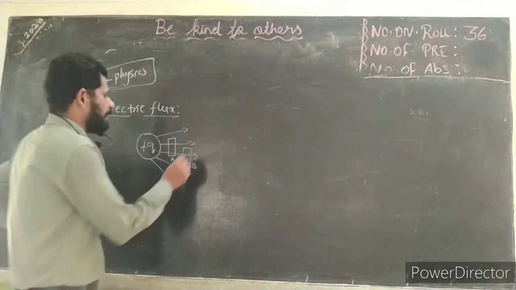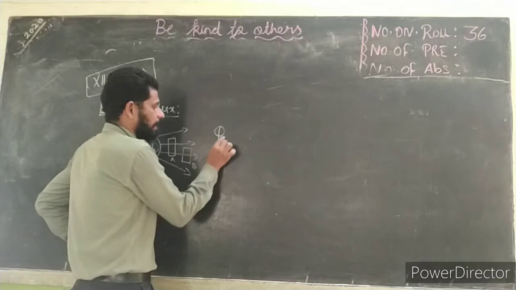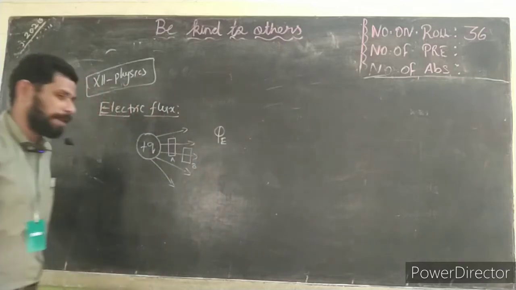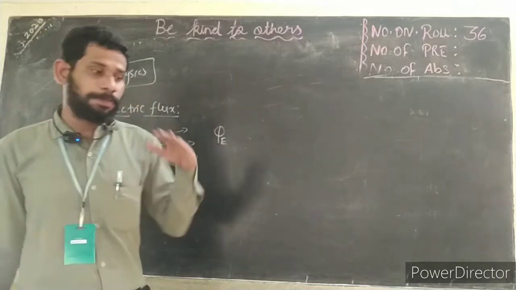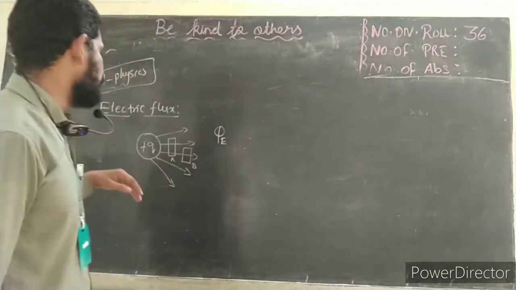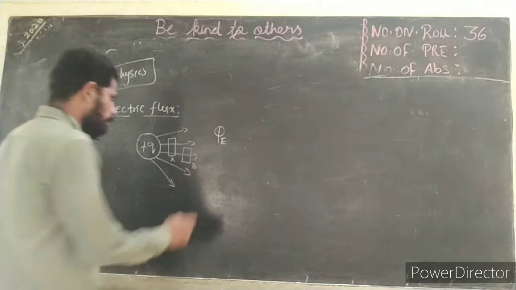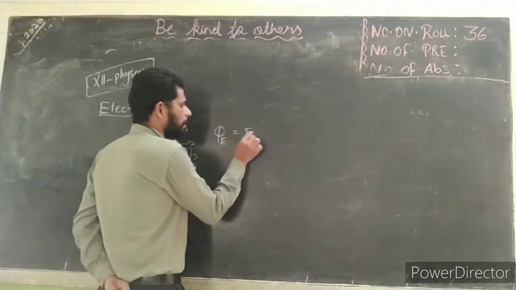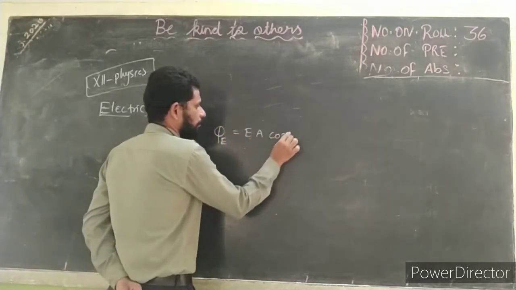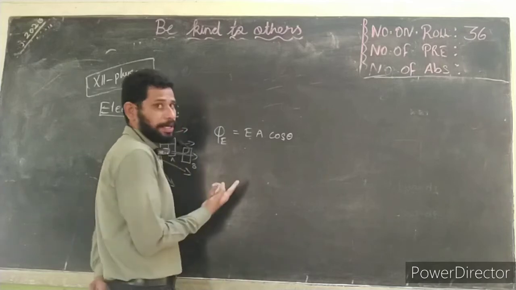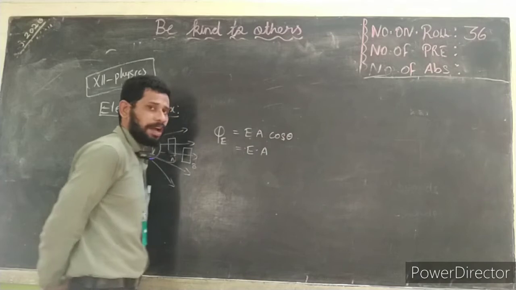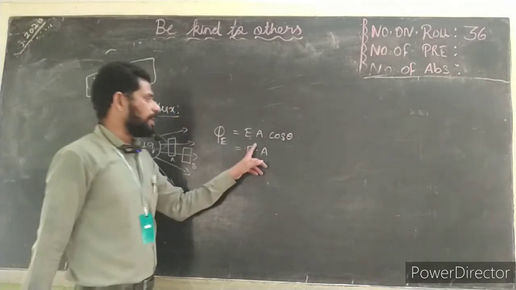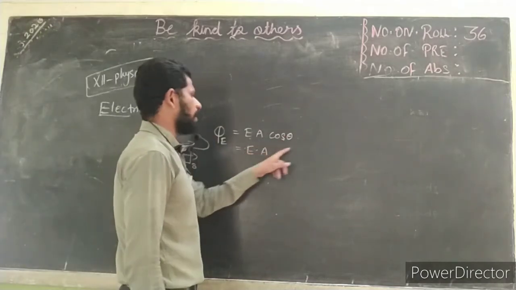Okay, so the electric flux, denoted by the letter phi E, is nothing but the number of electric field lines passing through the given area. So phi E equals E A cos theta. E A cos theta is a scalar quantity. So if you want to express that, it is a dot product. Okay. So E A cos theta.